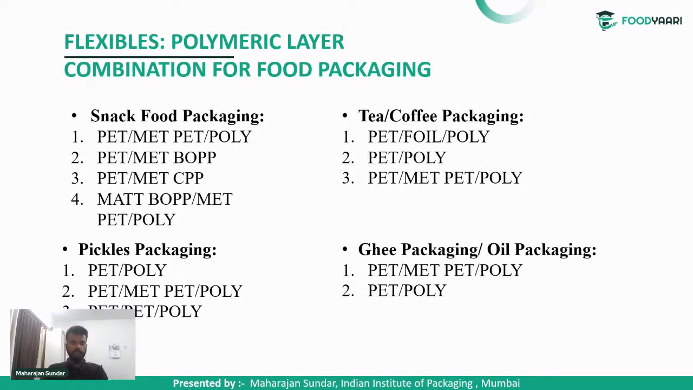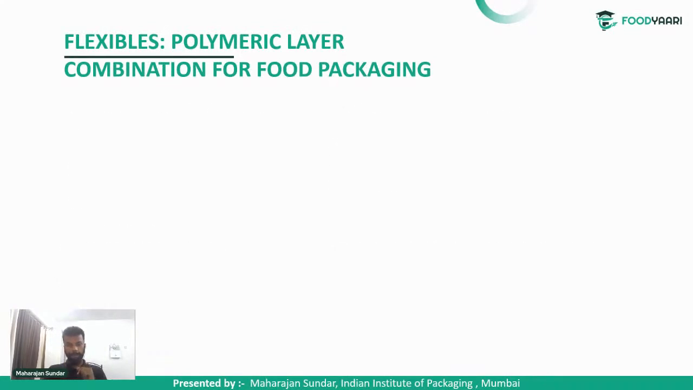In snack food packages, it is generally PET, metallized PET, and polyester. Ghee and snack food have the same combinations, but in case the layers should be reduced, PET or poly is also used. In this case, we have to remember that polyester is the printing layer and PET is the sealing layer. In the above case, poly is the printable layer, METPET is the barrier layer, PET is the sealing agent, that is the food contact layer.